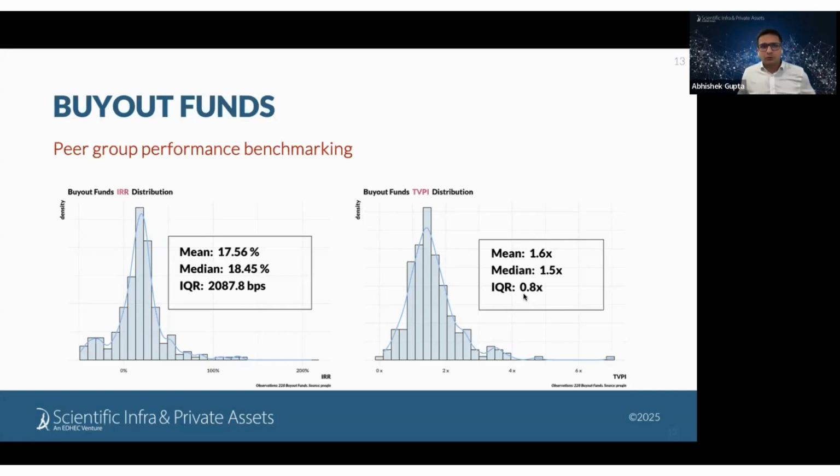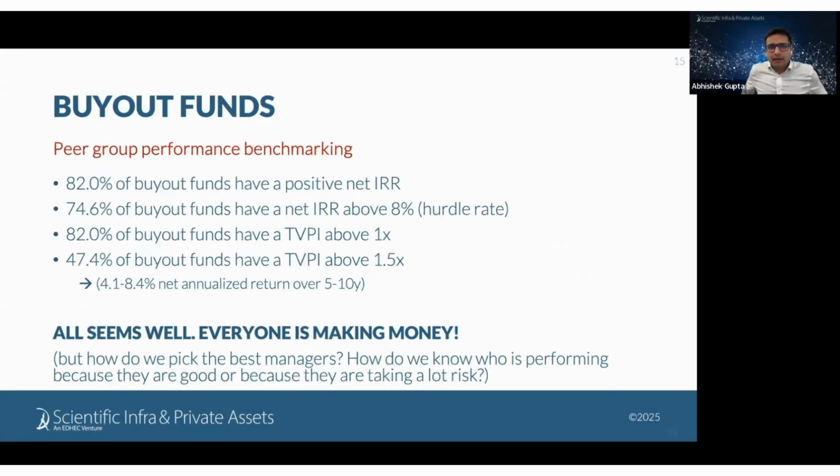So there are pros and cons of both approaches, but more importantly, I wanted to take some findings from these two distributions. We see that 82% of the buyout funds have a positive net IRR. 75% of these funds have a net IRR above 8%, which is typically the hurdle rate used in buyouts. 82% of buyout funds have a TVPI above 1x, and close to 47 to 48% of funds have a TVPI above 1.5x.